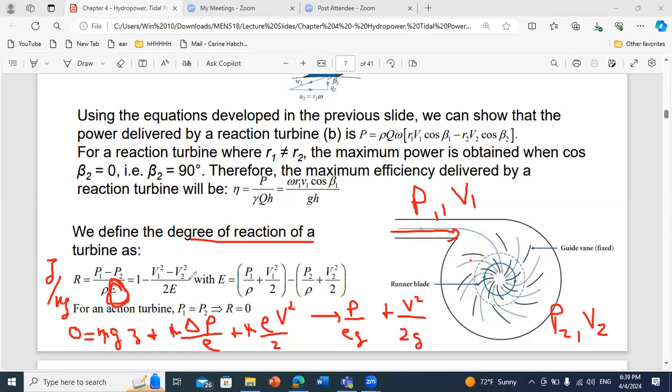And I can deduce then the fraction of energy that I can get from a kinetic energy drop. Okay, and for example, if you get a degree of reaction of 40%, this means that 40% of the extracted energy from the turbine is due to the drop in pressure, and 60% is due to the drop in kinetic energy. Okay, and in this way, you can know what is the degree of reaction of your turbine.